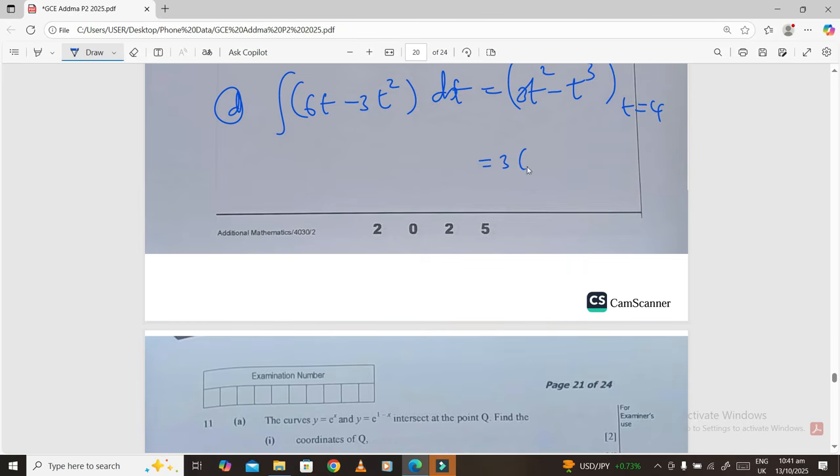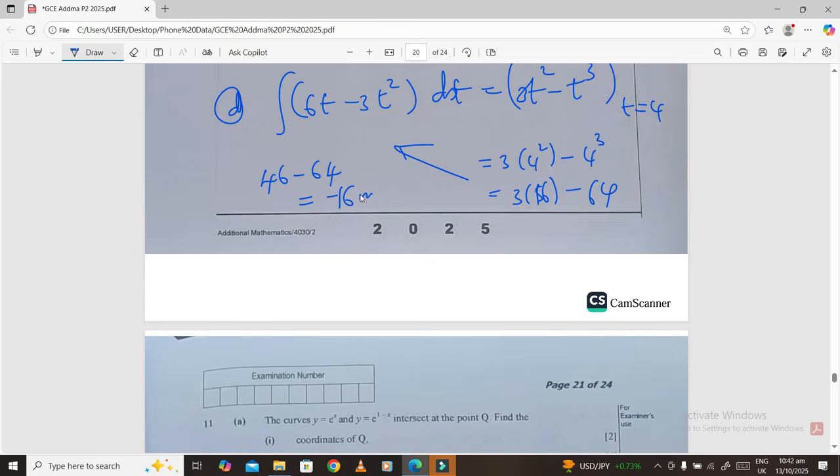That will be 3 times 4 squared minus 4 power 3. Here it's 16, and when we work out 4 power 3, it's giving us 64. So let me take it this side. When we say 3 times 16, this is giving us 48. So this is 48 minus 64, and this is giving us 16. Okay, it's negative 16, so negative 16.